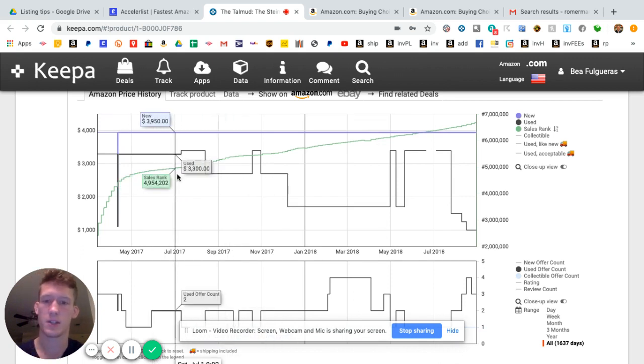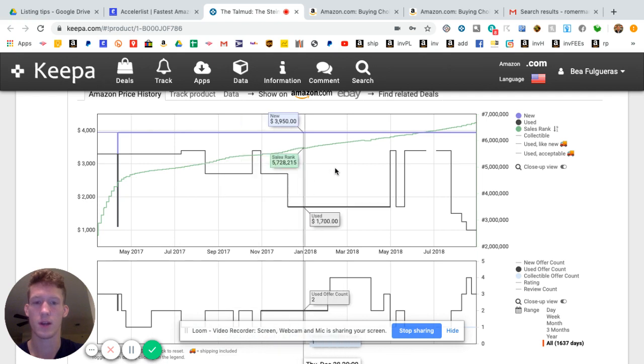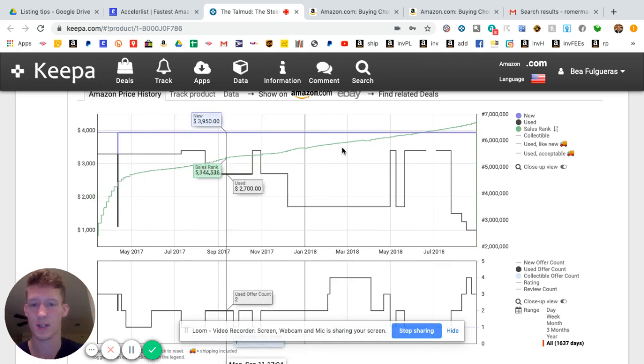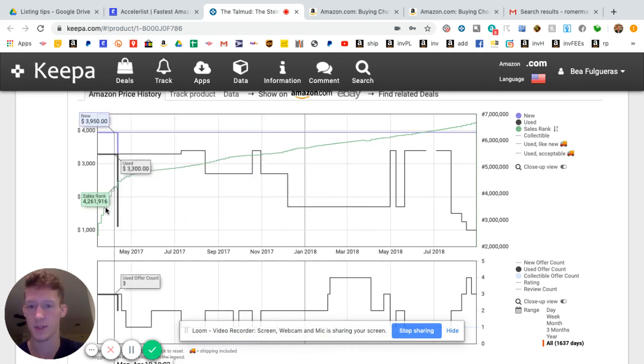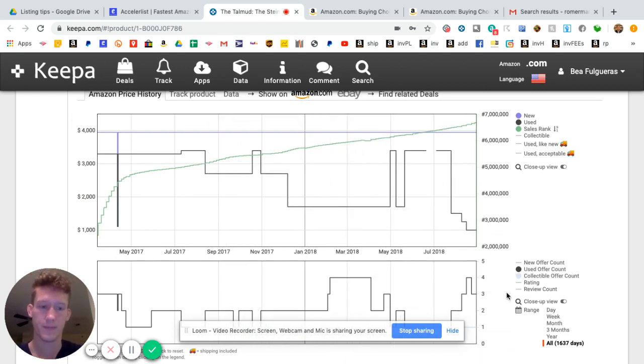This is what we're looking for. If over the course of a year there's no sales like this, zoom out to all time. And if all time looks like this, where there's no sales, this is not all time for this graph. This is just 2017 to 2018. But this is a red flag because it means it's never sold.